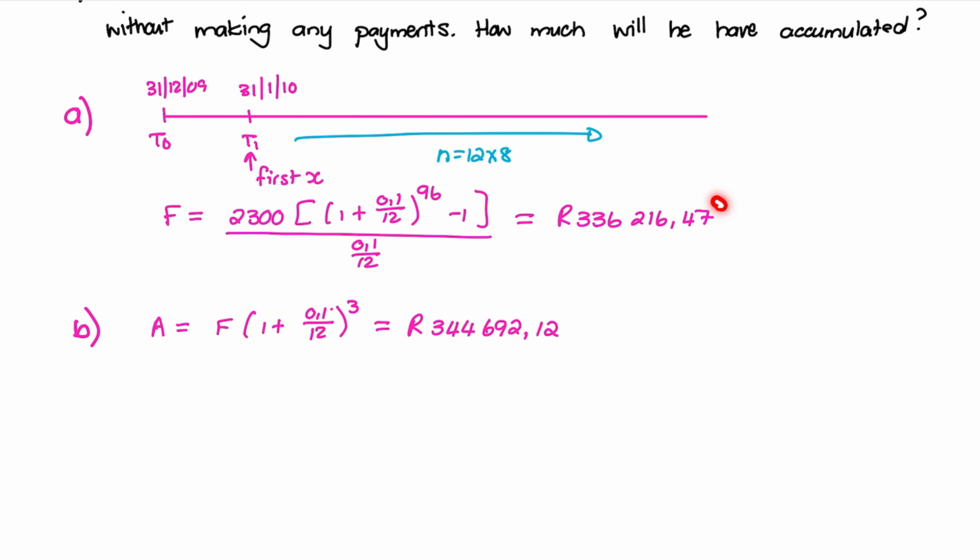So we take our answer from the previous question, and that's our F value there. And the interest rate is still compounded monthly, and it will earn interest for 3 months. So therefore, you'll have 344,692 Rand and 12 cents in his account.